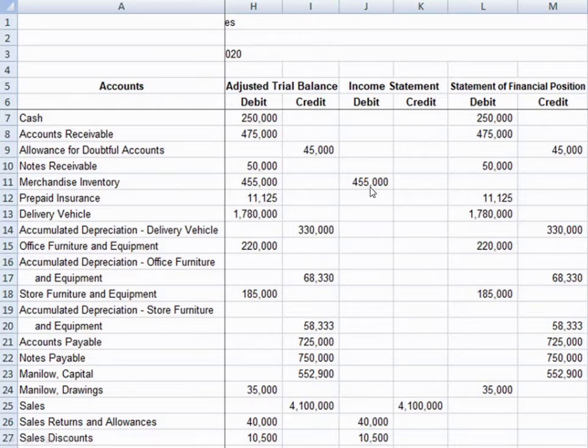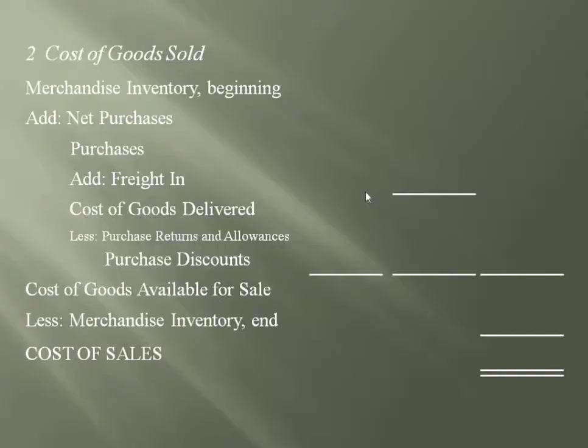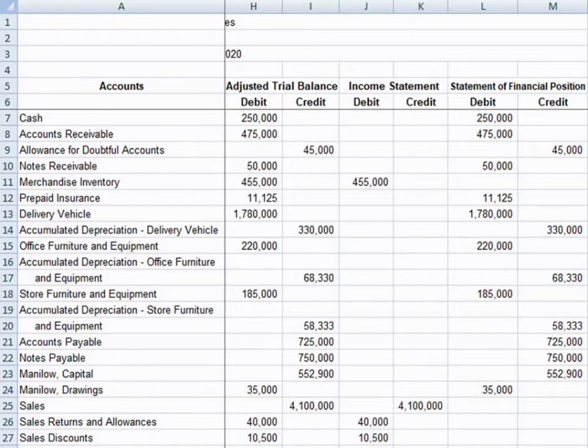First amount, 455,000. Merchandise inventory. Is this beginning or end? Beginning. Forward to note number 2. Next, this one, 4,100,000 sales. Forward to note 1.